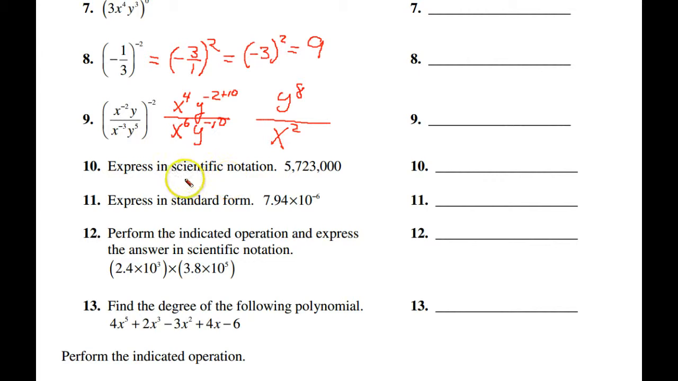Now, when we do scientific notation, we're going to put some number here between 1 and 10 and times it. This is not x. This is times it by some power of 10 to some exponent. Now, big numbers are going to have a positive exponent here.